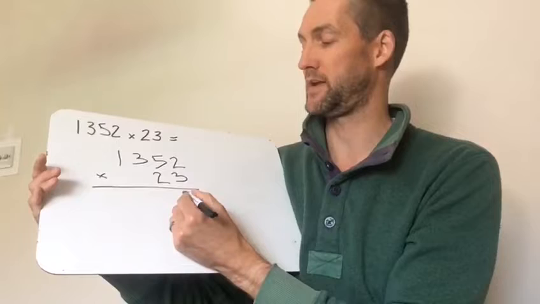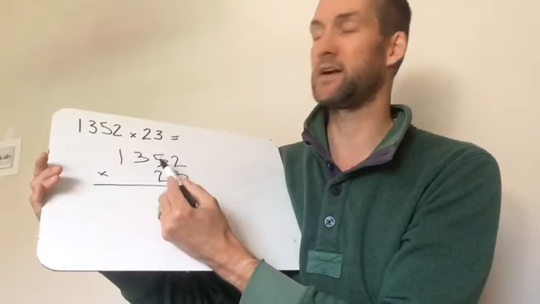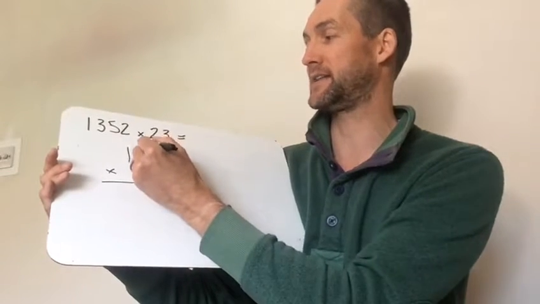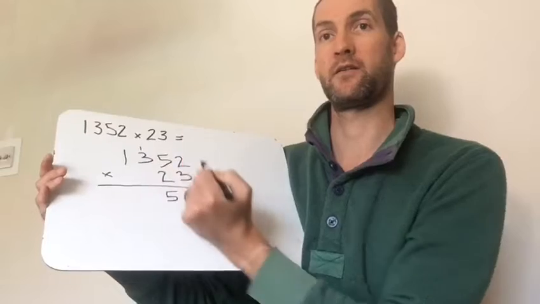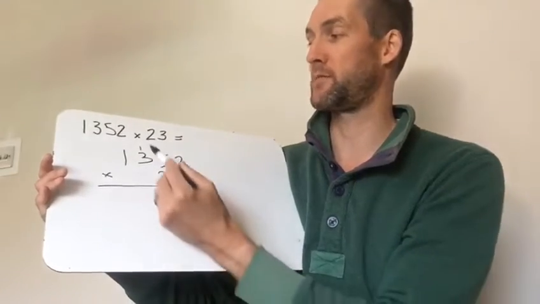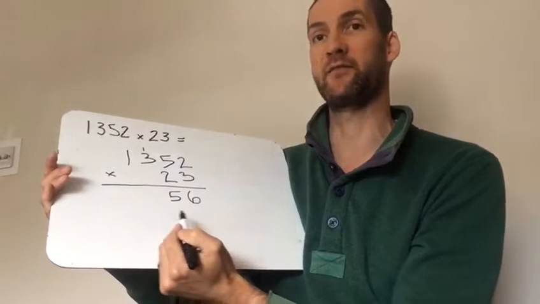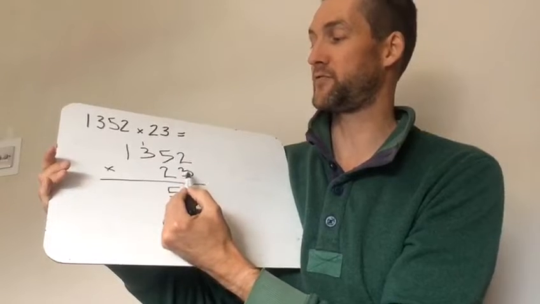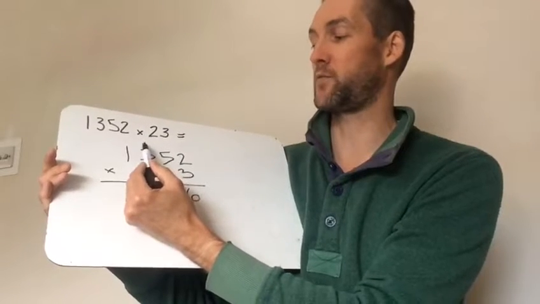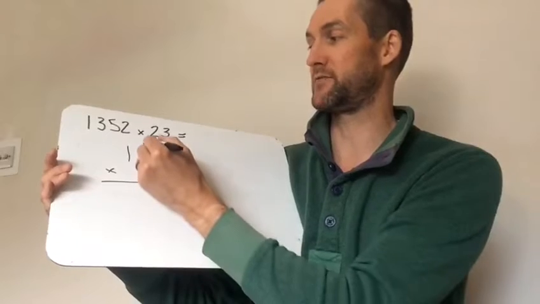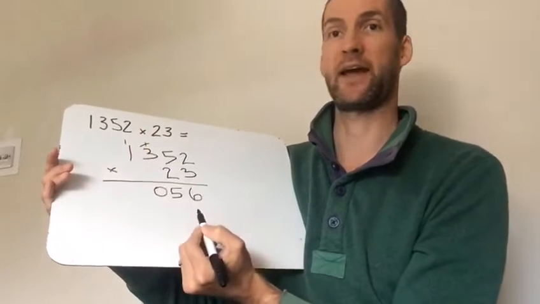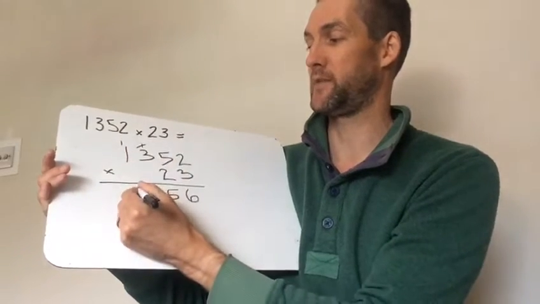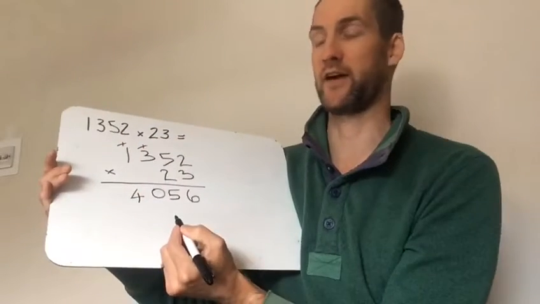3 times 2 is 6. 3 times 5 is 15. So we put the 5 ones here and we carry over 10 here. Now remember to put them at the top, because later on when we're adding the two columns together we may get a bit jumbled. Next one, 3 times 3 is 9, plus the 1 is 10. So a 0 here, cross out the 1 and carry over 1 there. 3 times 1 is 3, plus a 1 is 4, and we can cross that out.